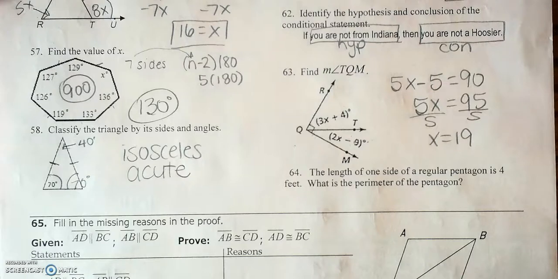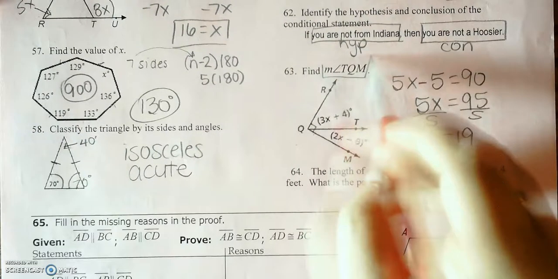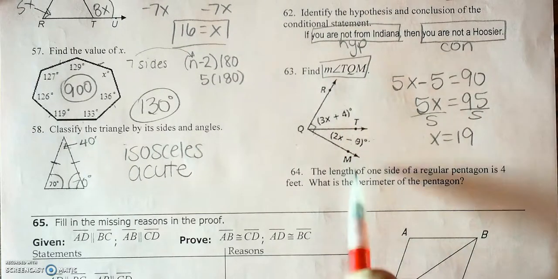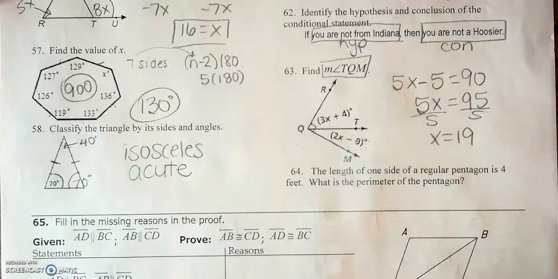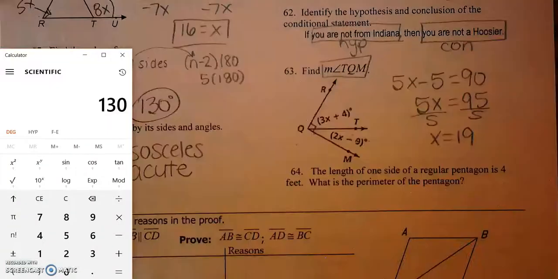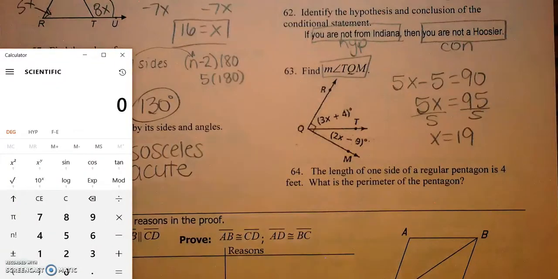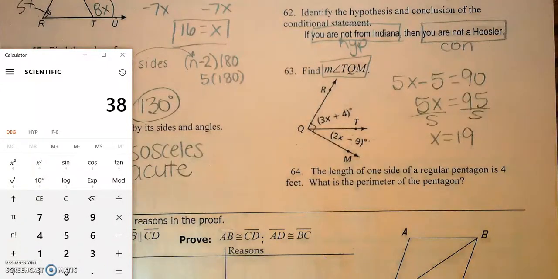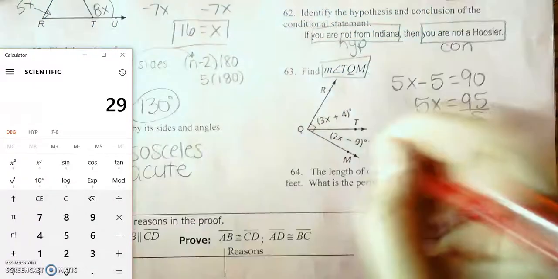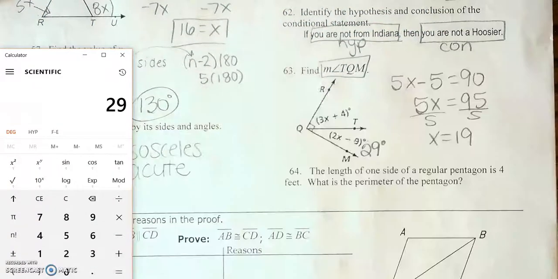Now, that's not the answer to my question. Here's my question, angle TQM, so we're going to have to plug that back in. Let me just pull up my handy-dandy calculator here. 2 times 19 is going to give us 38, and from that, we want to subtract the 9 in that expression. So the angle they're asking for is going to be 29 degrees.